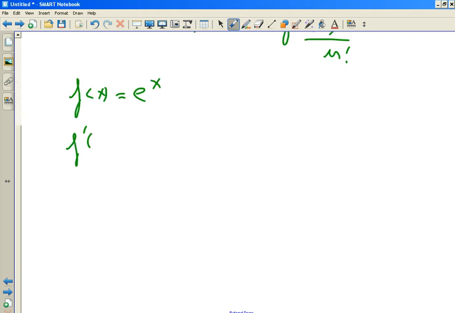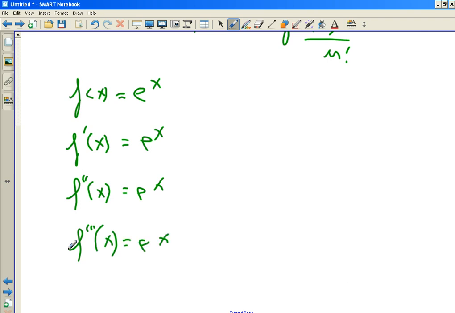Well, that's why I picked it. This one's easy. All right, so what's f prime? What's f double prime? What's f triple prime? Now, I can keep going as many terms as I feel like. The idea is to get some kind of pattern, and see if we can write it as a sigma.